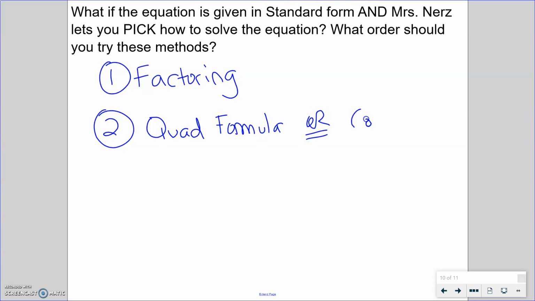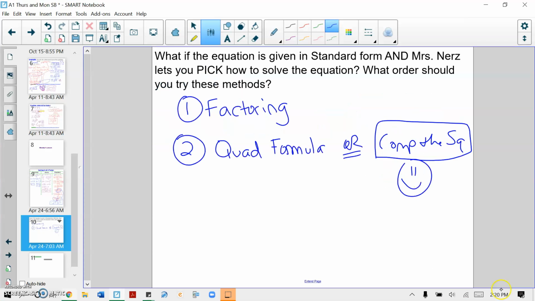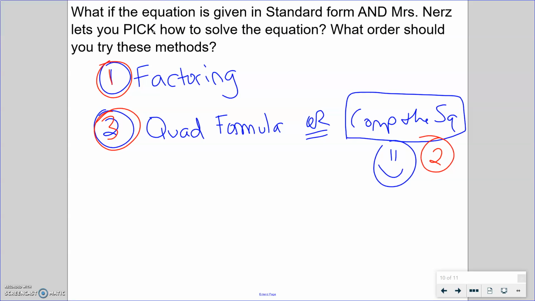or complete the square. So for me personally, completing the square allows me to not have to reduce. Like I don't have to do the butterfly thing and reduce square root of 12 so it looks nicer. So for me, I would do this one second. So like my order would be factoring first, completing the square second, quadratic formula third. That would be my personal order.